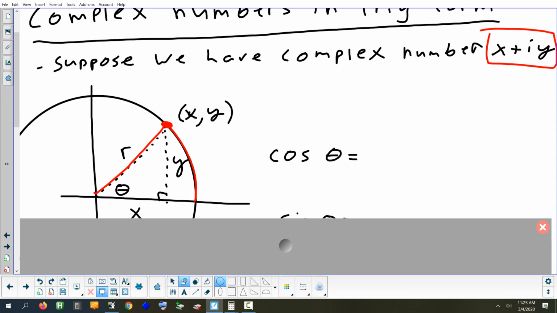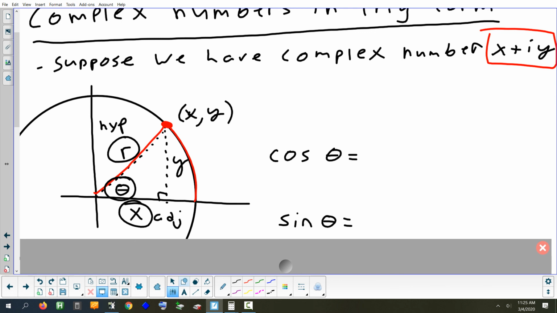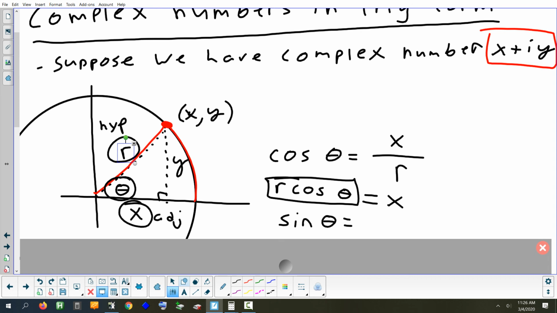From the perspective of this angle, what would the name of this side be? That's adjacent. And this side? Hypotenuse. And what trig function involves adjacent and hypotenuse? Cosine. So, cosine is adjacent over hypotenuse. Now, I want to get a formula that I can substitute in for x, so I need x by itself. So what would x equal? r cosine theta. In a second, I'm going to plug that in for x. So that's a formula that allows me to get rid of the x and convert it to r's and thetas. That's trig form, r's and thetas.